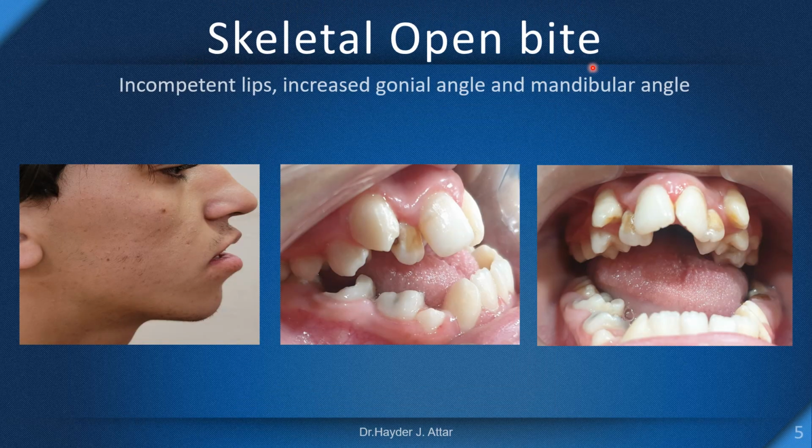The skeletal open bite is clinically characterized by incompetent lips, due to the clockwise rotation of the mandible in addition to the increase in the gonial angle of the mandible. In most cases of skeletal open bite, there is an increase in the Frankfurt mandibular angle, and this increase causes an anterior skeletal open bite. In addition, most skeletal cases have anterior and posterior open bite.